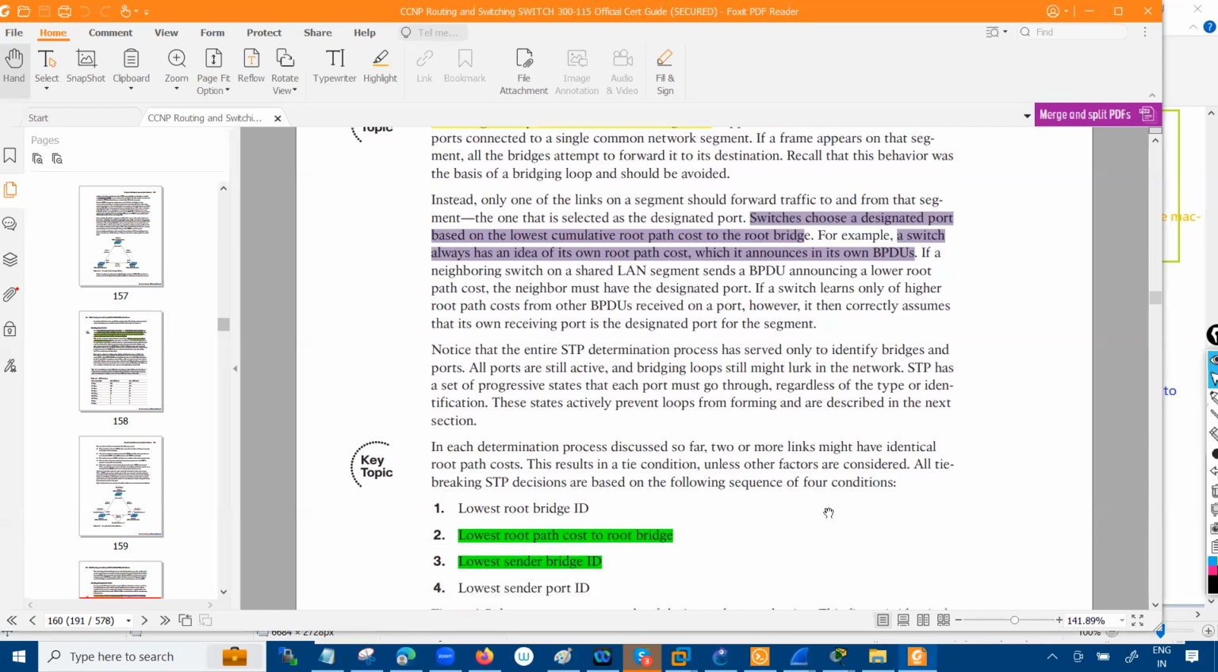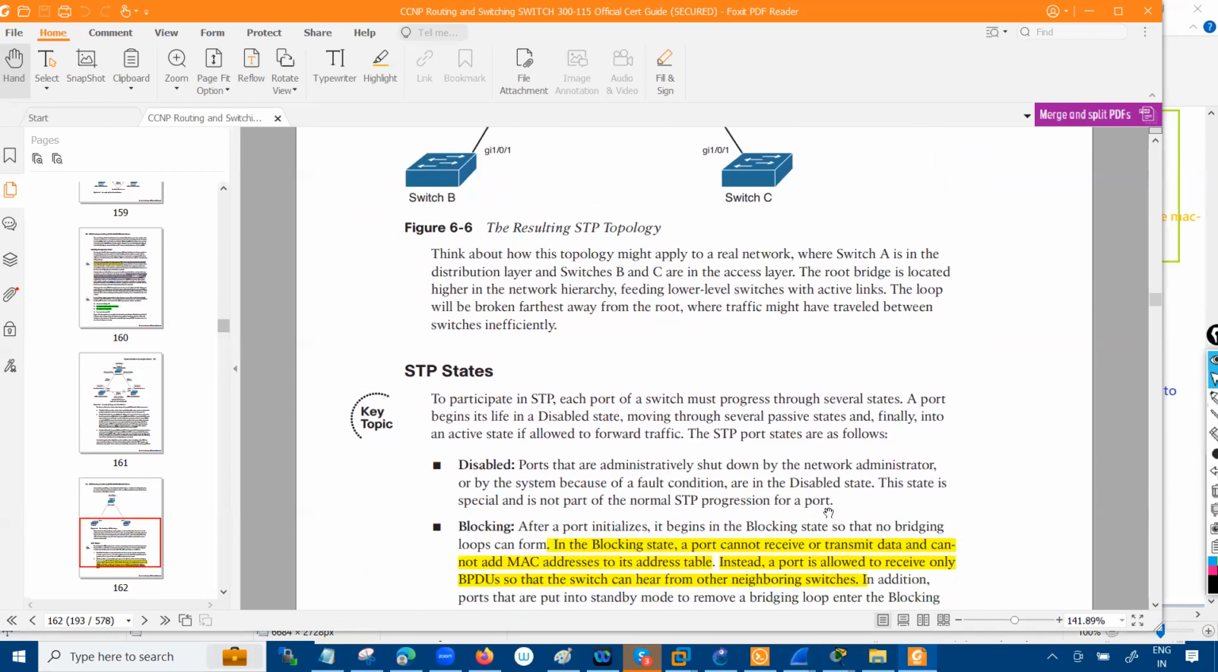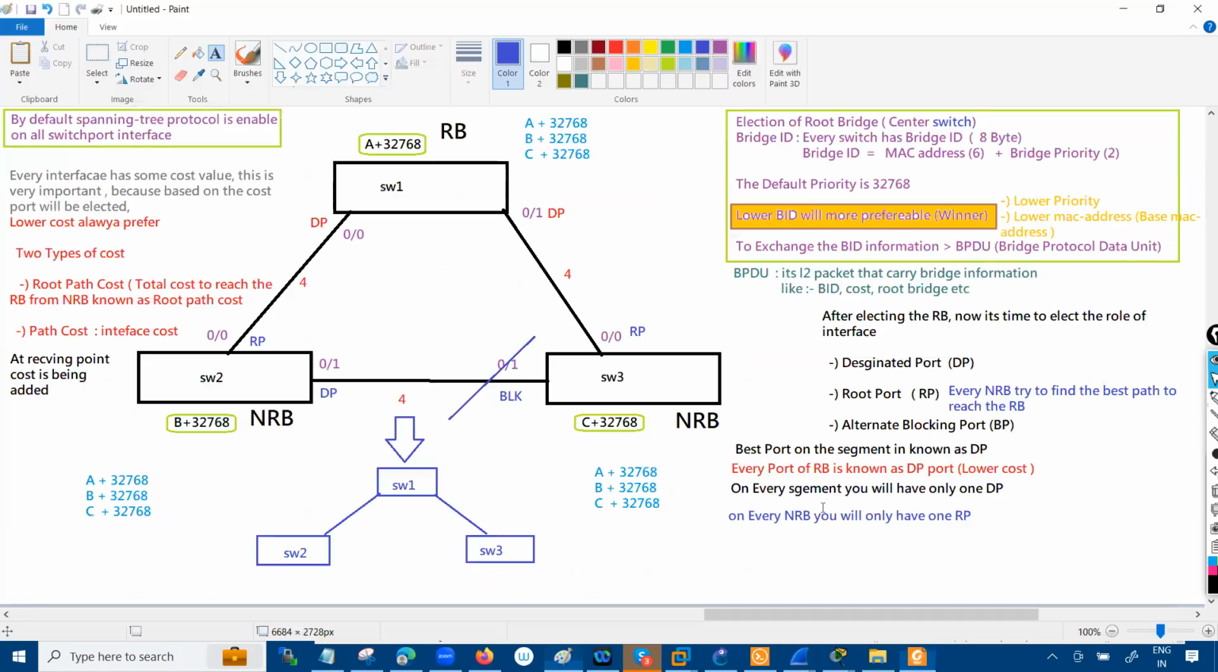And finally, we have another type of port. What is it? The blocking port, to remove the loop from the network. So we only have three port types over there. If you have any question, these are the very important lines. You just need to remember this part.